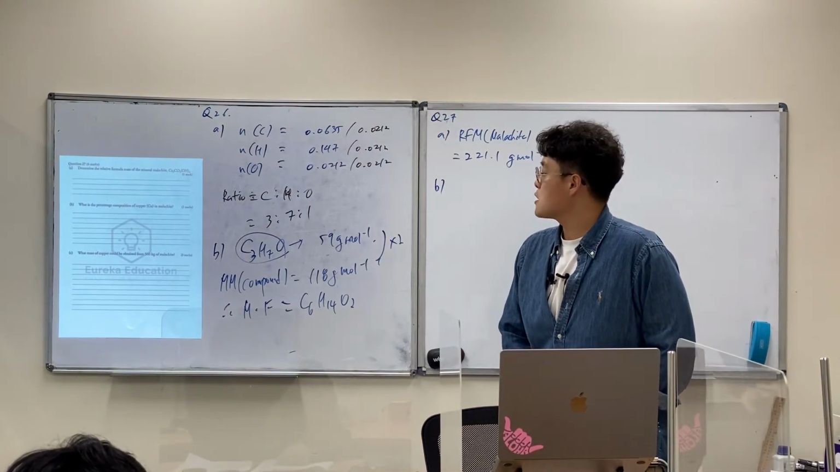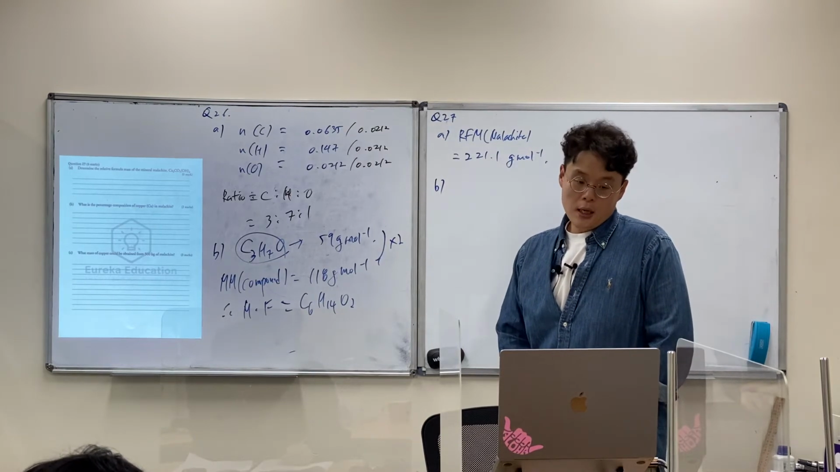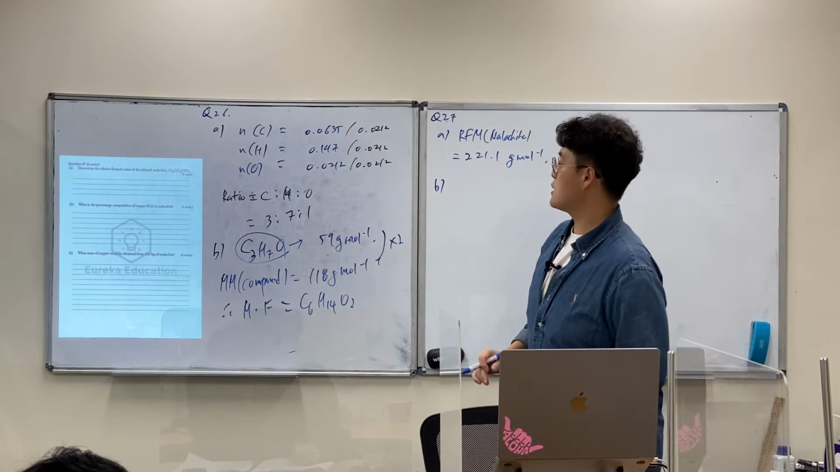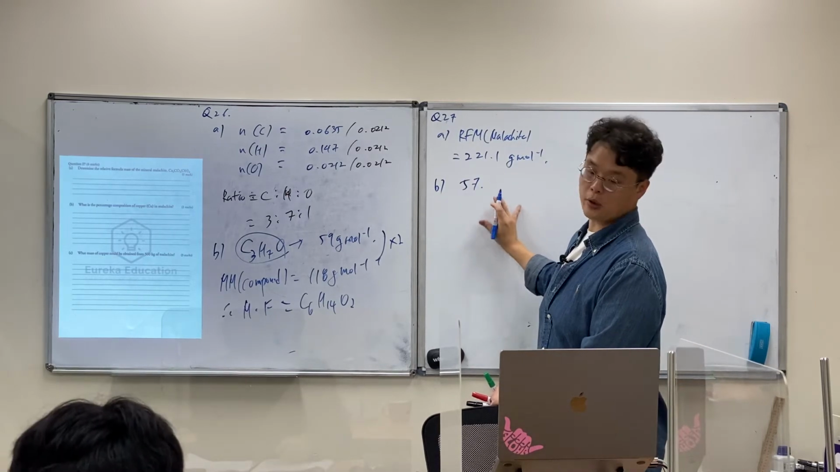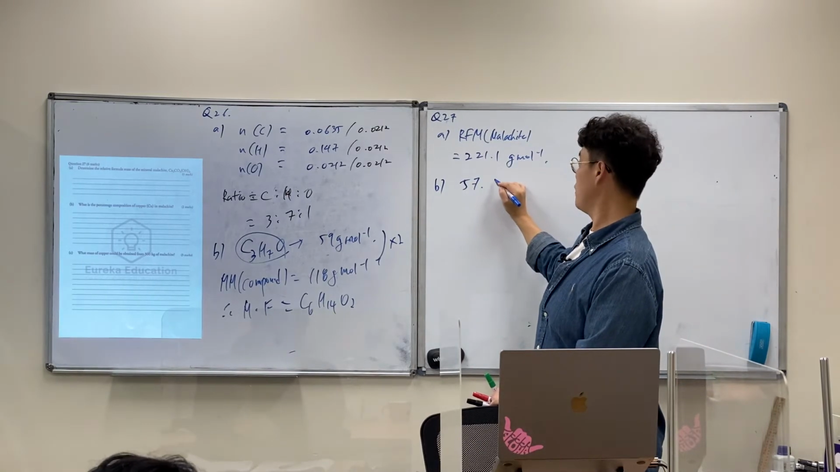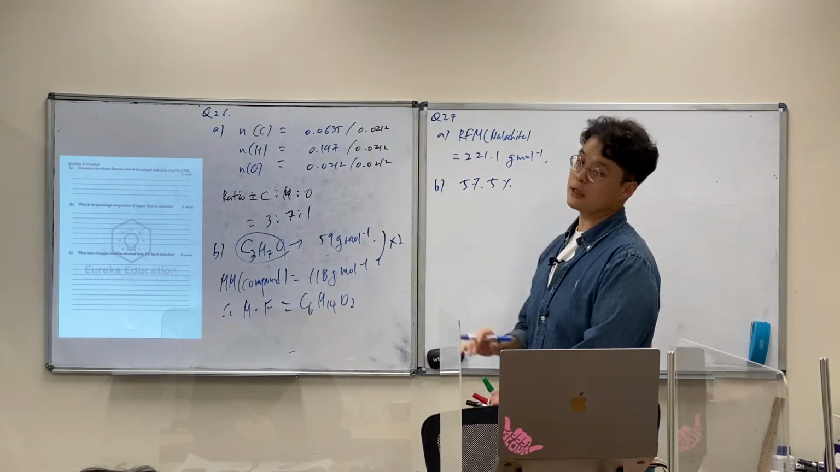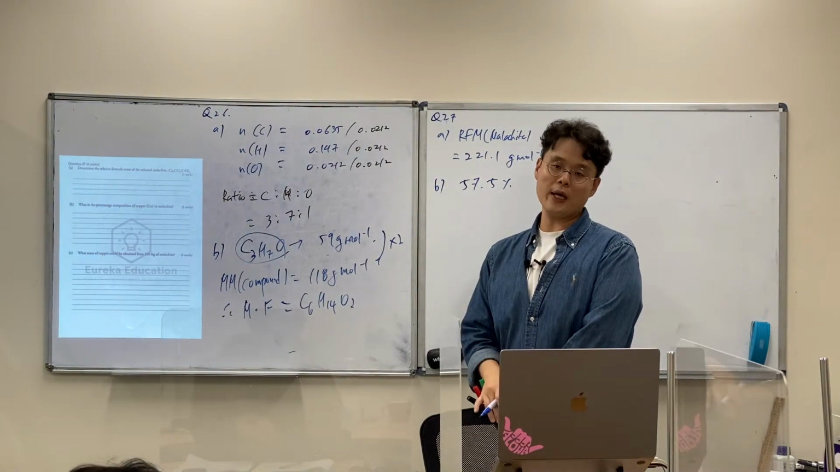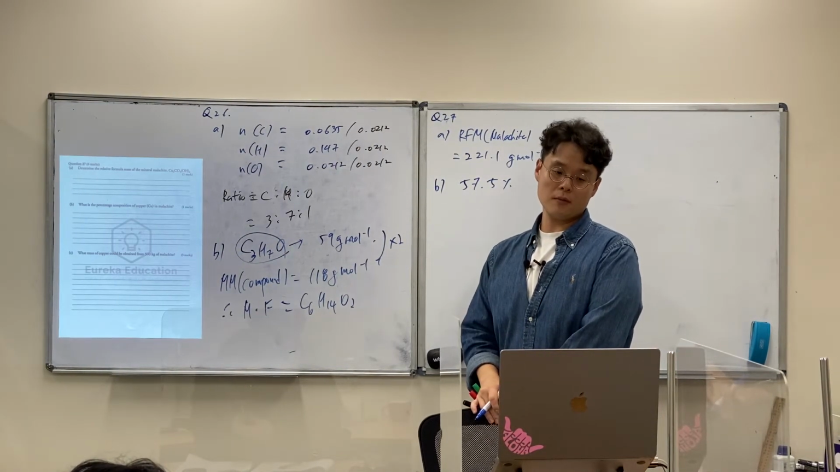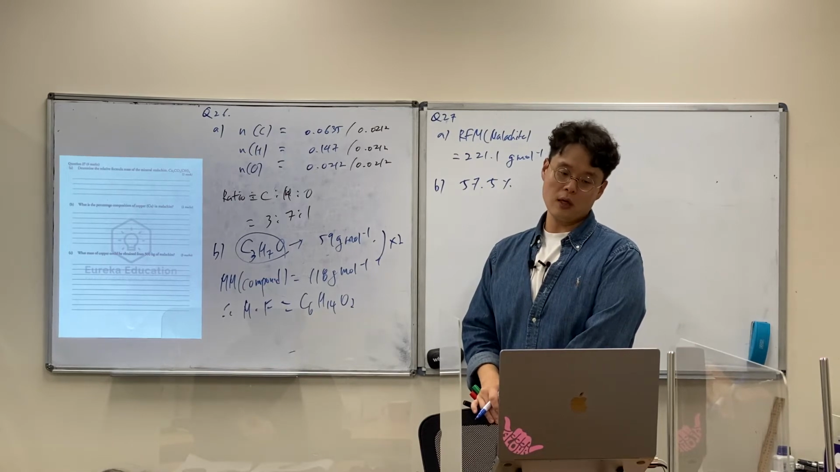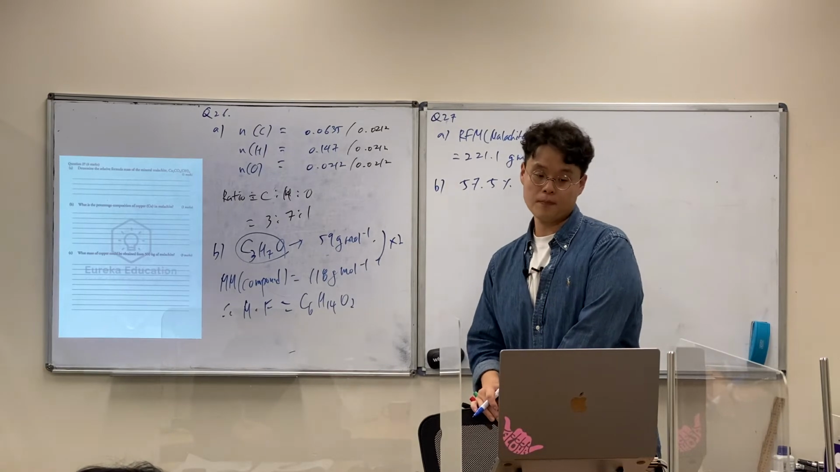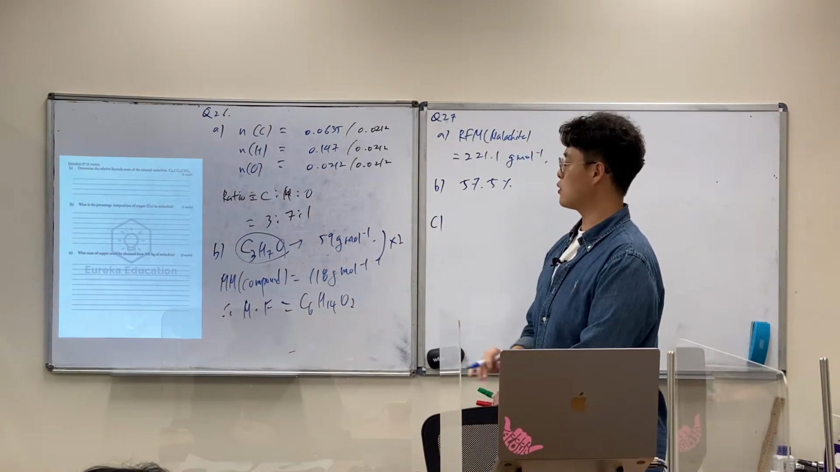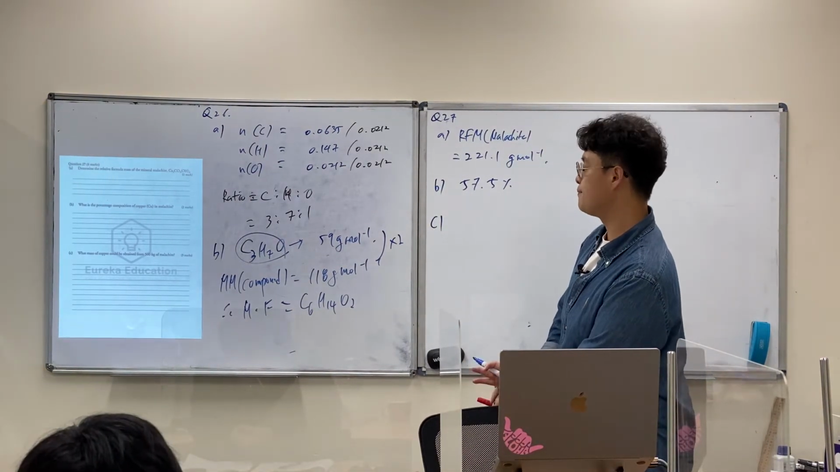B, what is the percentage composition of the copper? So for copper, we have 2 out of this, so you should have 57.5%. In 365 it should be 57.5%.